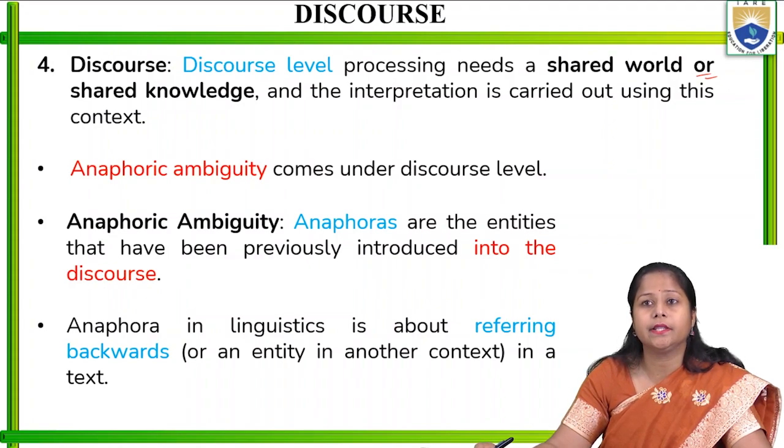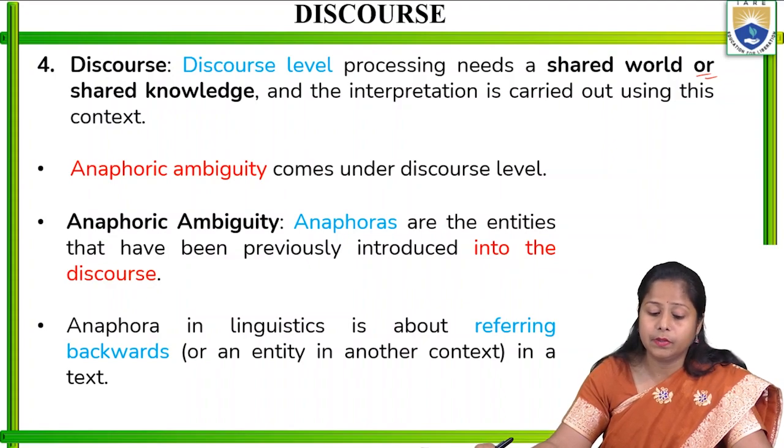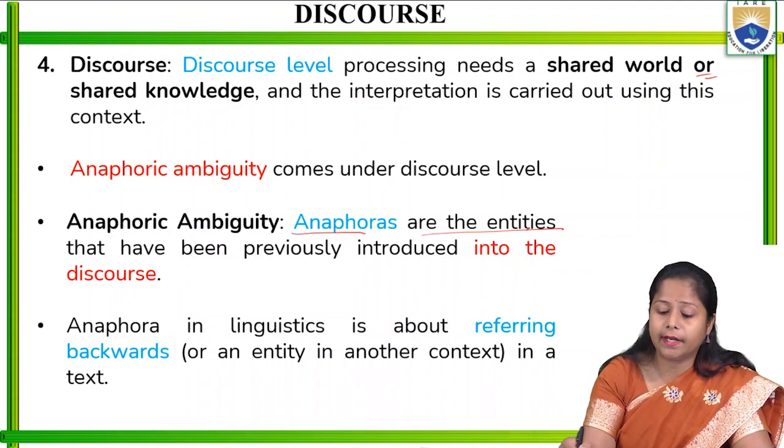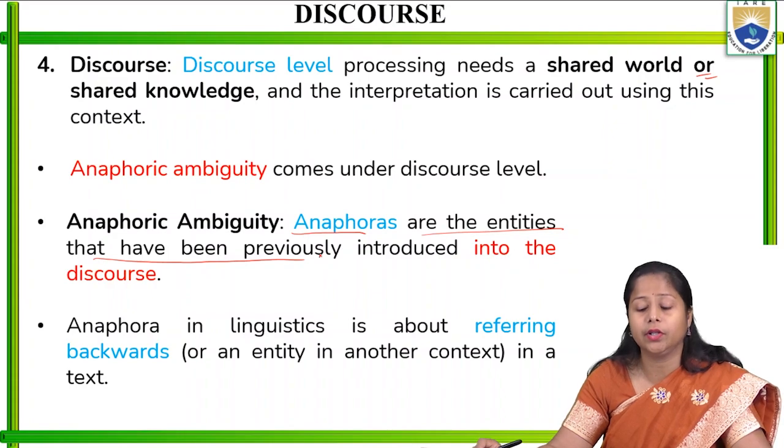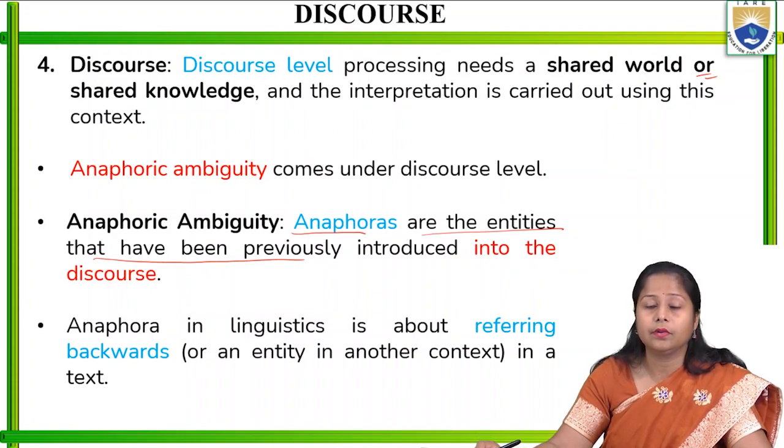So the interpretation of these will all be carried out using the context. Anaphoric ambiguity comes under this type of discourse level. So let's see anaphoric ambiguity. Anaphors are the entities that have been previously introduced into the discourse. It means when we are reading or writing a sentence, the anaphors will already be written, and then in that discourse the context of the sentence will be carried forward.